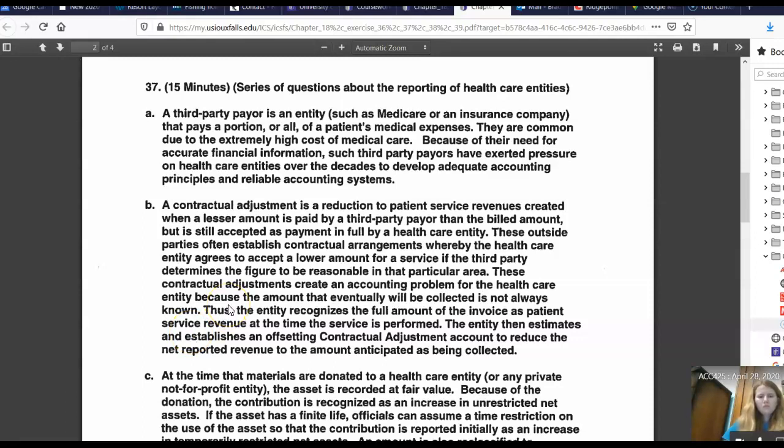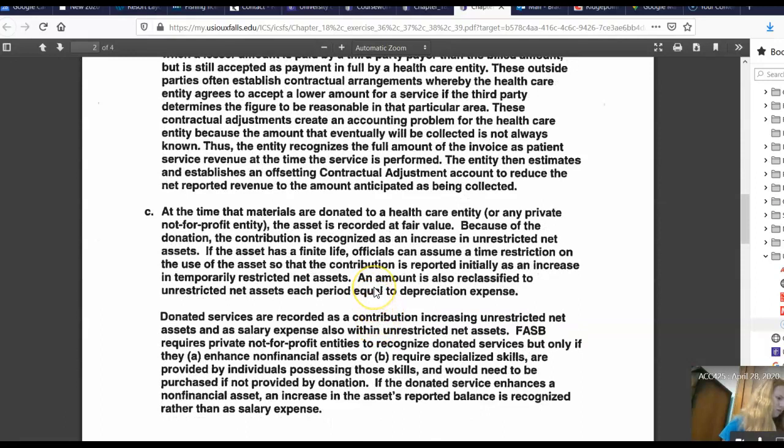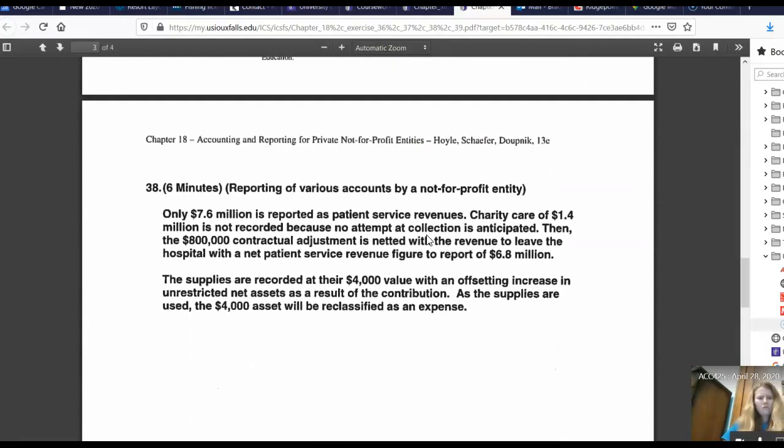How does a not-for-profit healthcare entity account for donated materials and services? Oh, okay, we already talked about that in number 36. Any questions on 36 or 37?